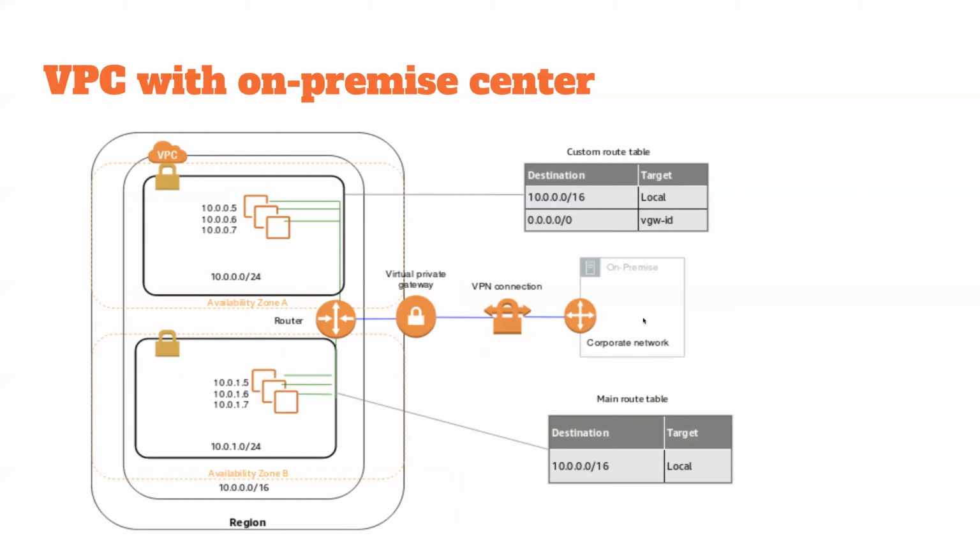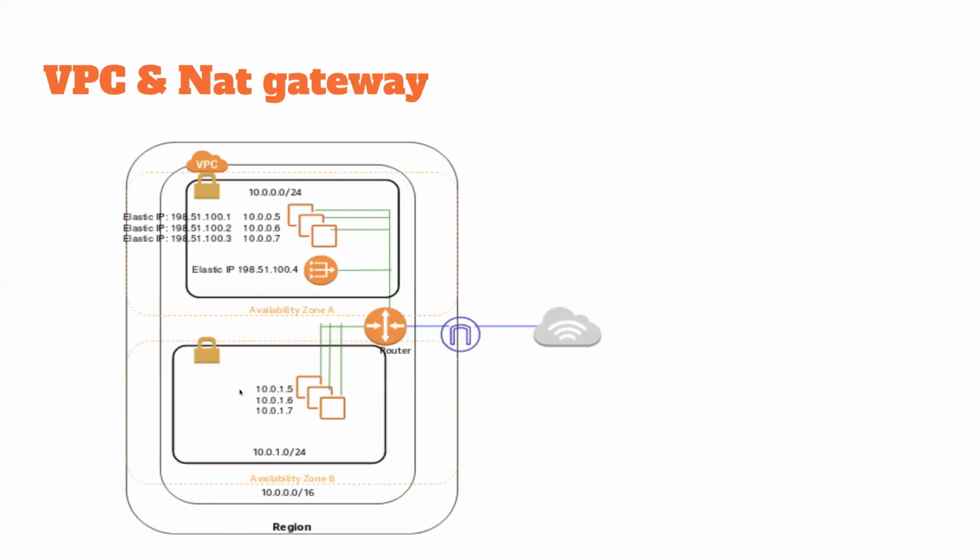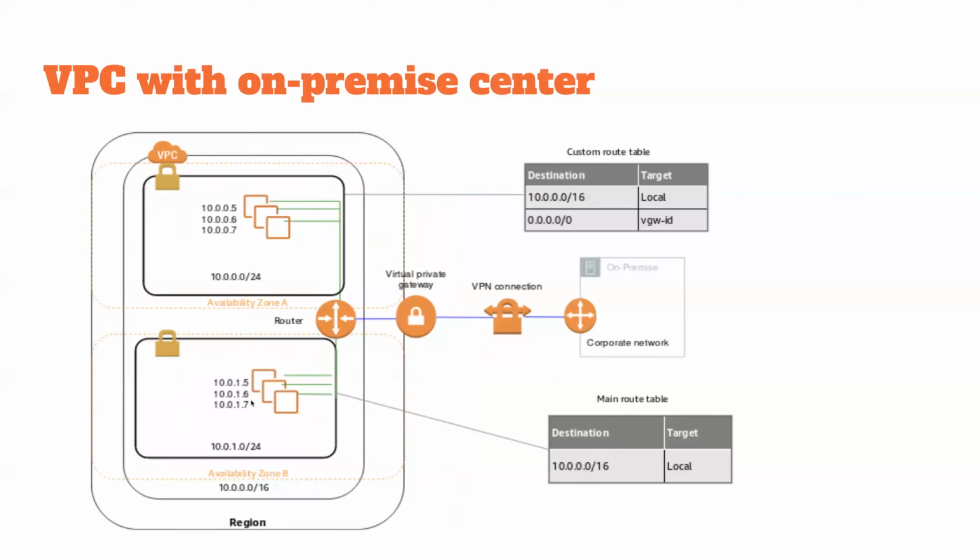If you had on-prem services outside, you still have your subnets. Remember, your subnets are always living in your VPC. Subnets are always living in your VPC, and then your VPC houses your entire subnet. So this is our VPC.